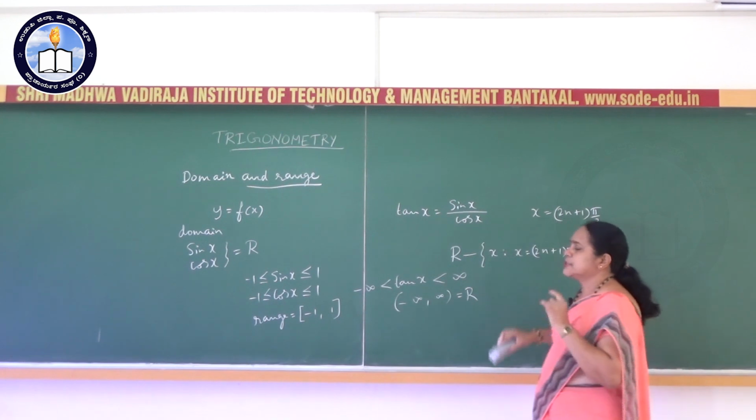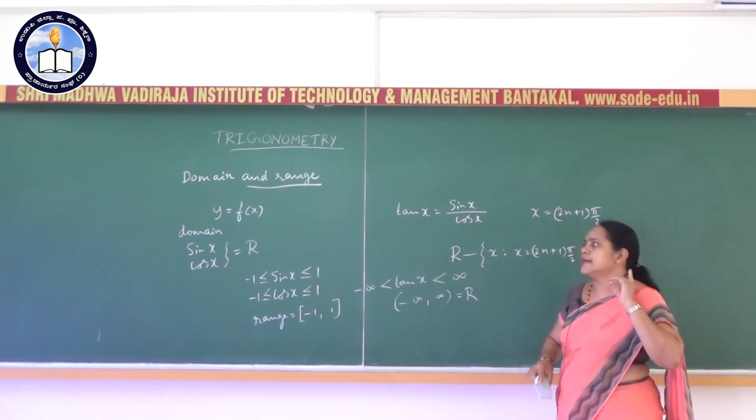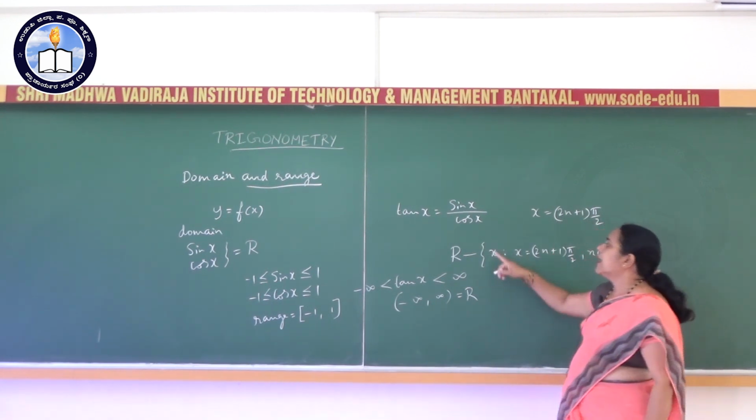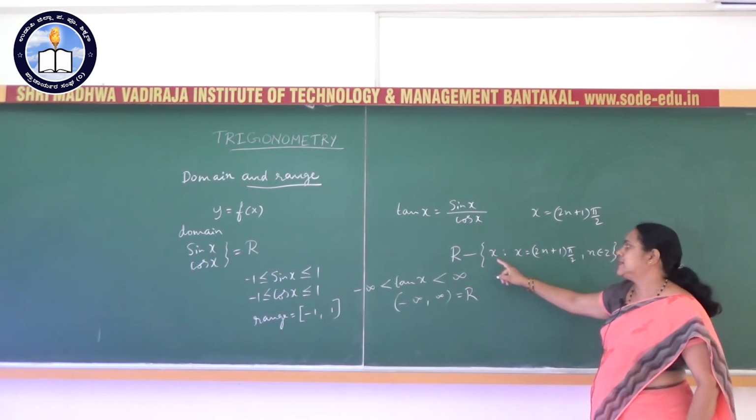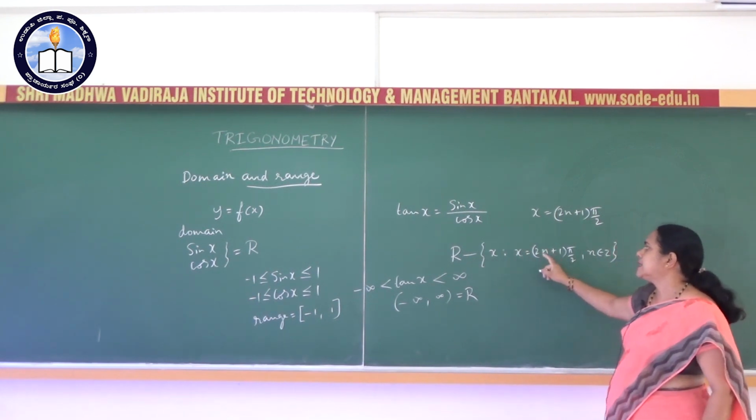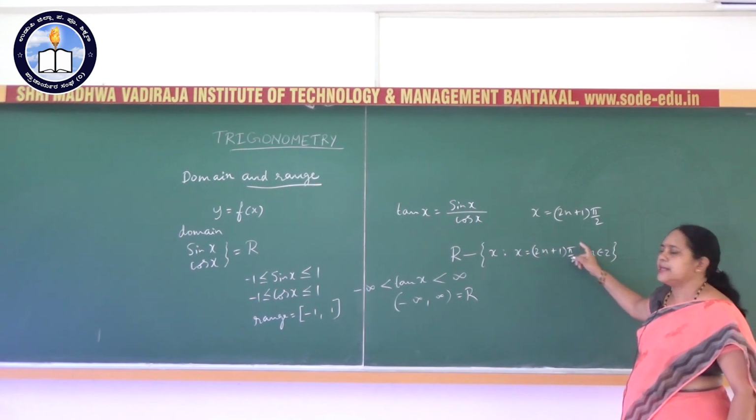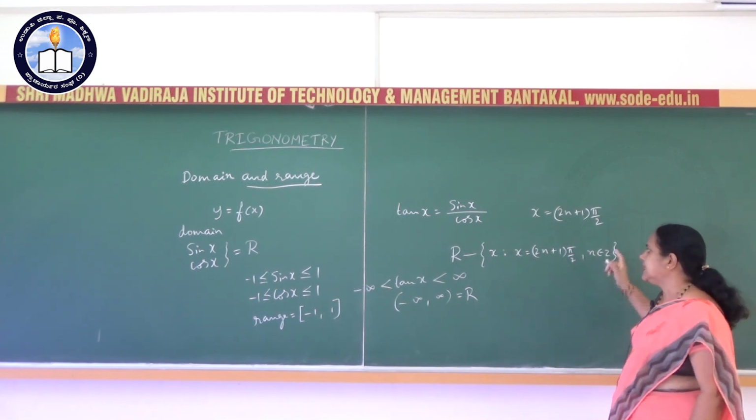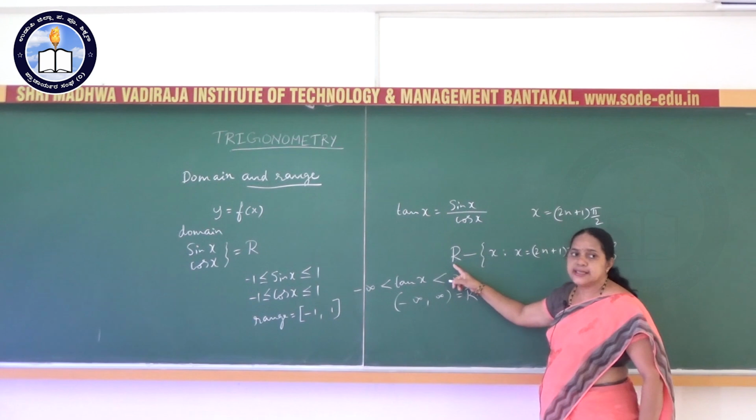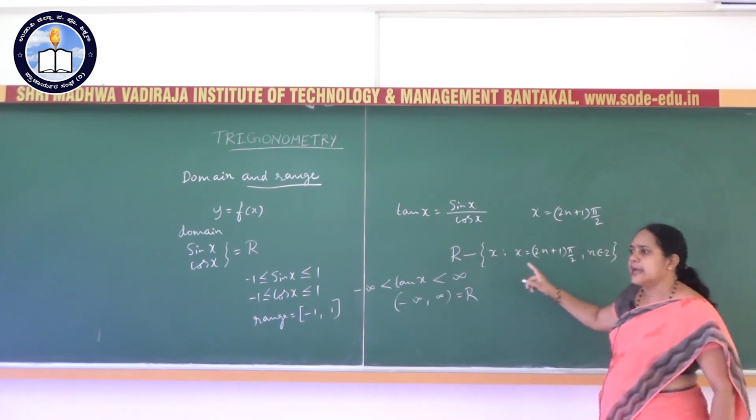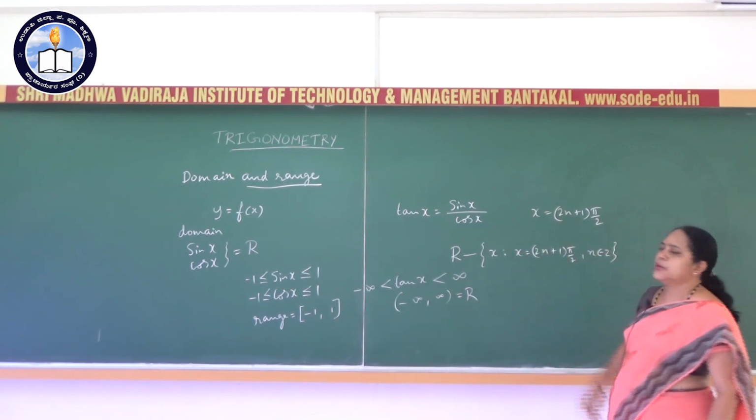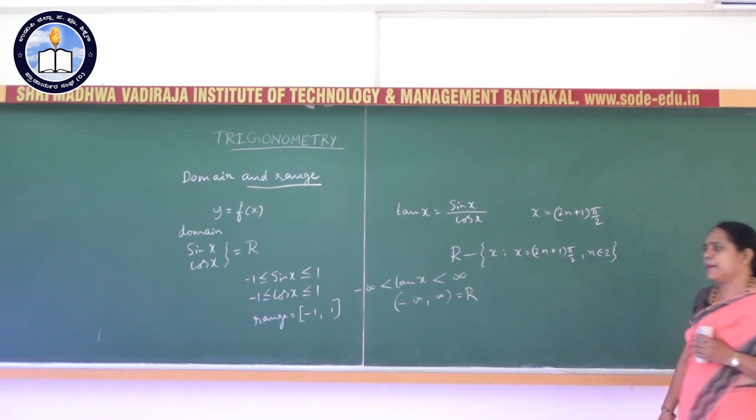So remember, students, the domain of tan x is R minus the set of all x such that x is equal to (2n plus 1) times pi by 2, where n is an integer. That means the set of all real numbers except x equal to (2n plus 1) times pi by 2.